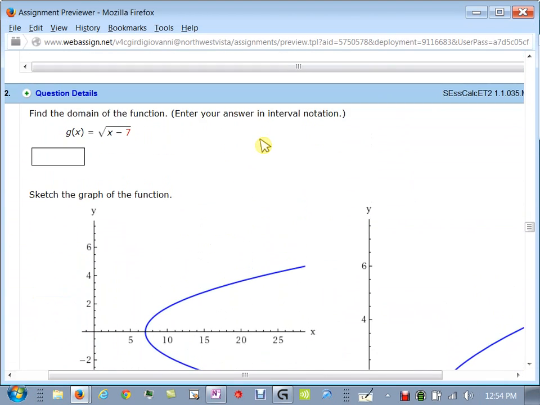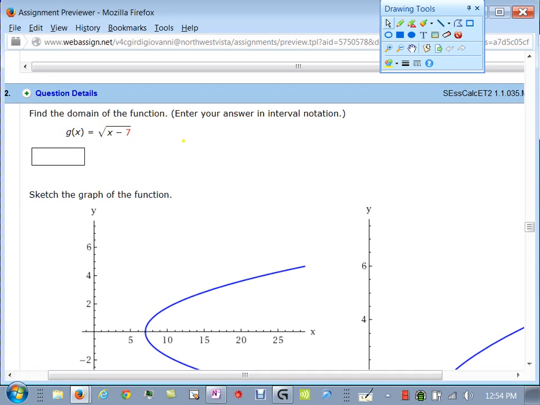Find the domain. Okay, domain of this one. We just need to make sure x minus 7 is greater than or equal to 0. So x must be greater than or equal to 7. That's it, just move the negative 7 over. And then it's a square root function. Square root functions, the only thing that could ever come out of here has to be positive, or it could be 0.